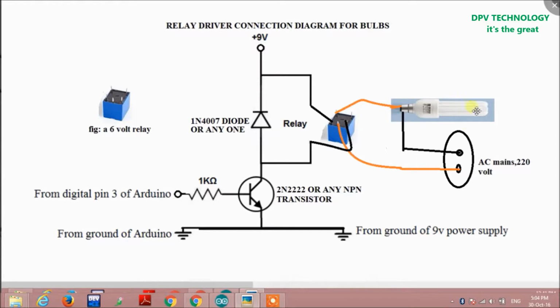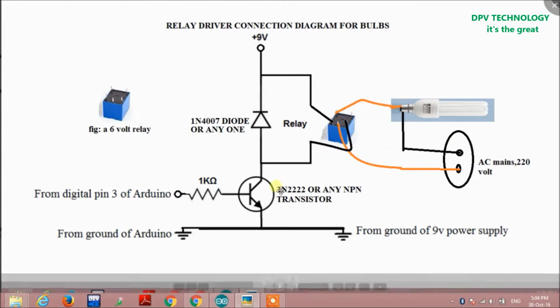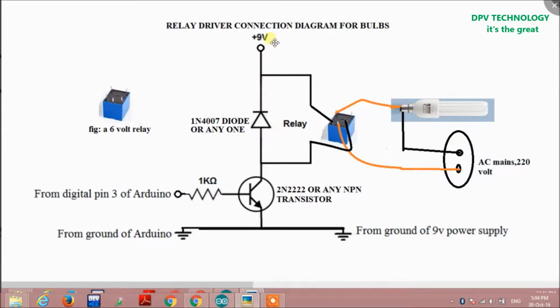You also need to make a relay driver circuit. It is a very simple circuit that you can make. If you don't know how to make a relay driver circuit, watch our video given in the link below. Otherwise, you may feel difficulty understanding the code section.